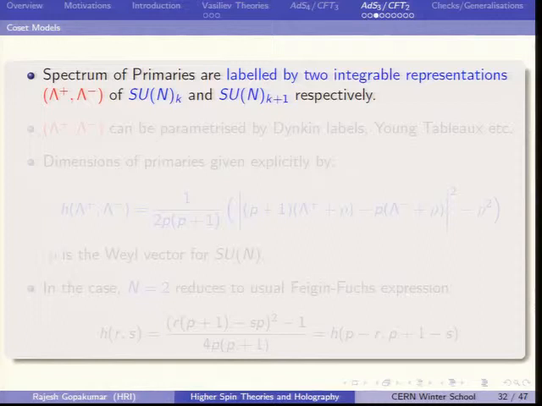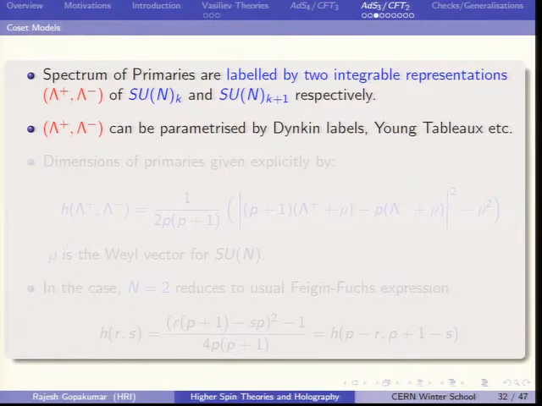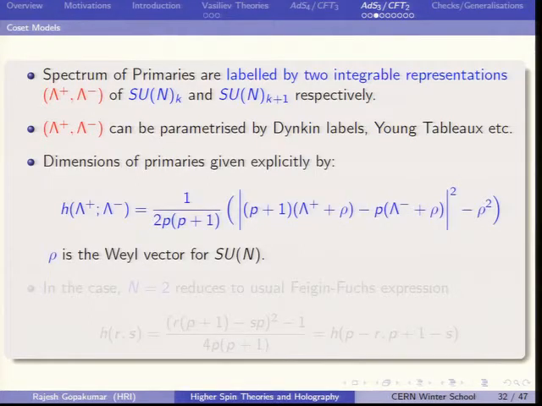So the spectrum of primaries are labeled by two representations of SU(N), lambda plus and lambda minus. You could parameterize lambda plus and lambda minus by your favorite way of studying representations, Dynkin labels, Young tableau. The integrable just refers to the fact that there's a bound coming from K, which will not be so important to us because we'll be taking the large K limit. The dimensions of the primaries, so the spectrum is labeled by these two representations, and the dimensions are given in terms of these representations in a fairly explicit way.